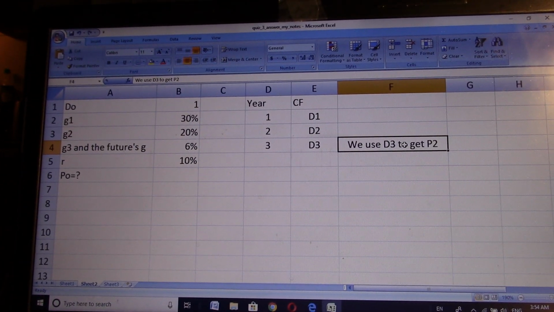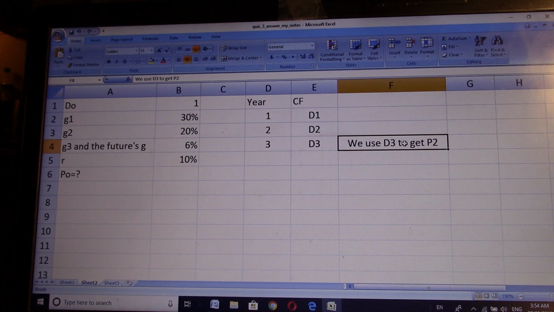You might be confused, but since the dividend is growing at 6% and the growth rate stays constant, we can figure out P2, not P3, because if we try to get P3, we need D4. But the dividend grows constantly since year 3.